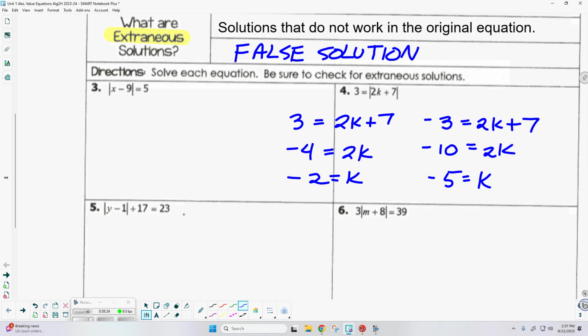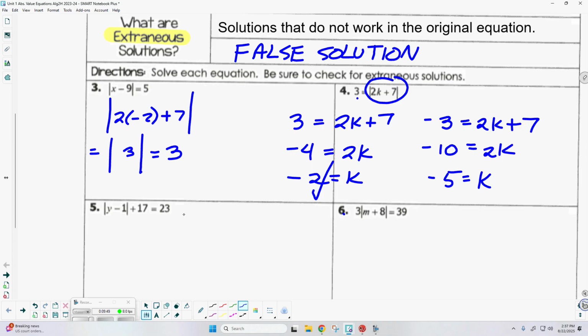Okay, so let's try this. Let's plug it back in. So I've got the absolute value of 2 times k. So let's do this first one, negative 2, then plus 7. Okay, so this is going to be the absolute value. I need a negative 4 plus 7. 3. So the absolute value of 3 is 3. Okay, that's exactly what I should be getting. The negative 2 is good. See, the check should only be a very small portion of what you're doing. It shouldn't take up a whole lot of time. And you don't want it to. You just want to guarantee you got the right answer.